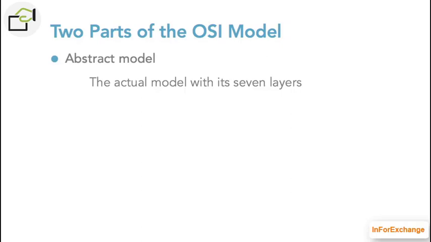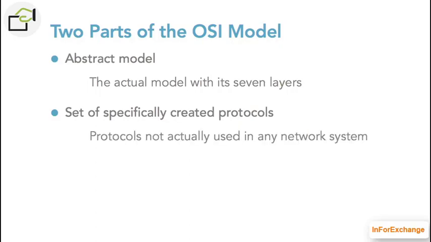The second part of the OSI model was actually a specifically created set of protocols that was designed to illustrate how the protocols would fit inside this abstract model that was created to help teach how networking and protocols work together. The protocols that were created are not actually used in any network systems and were not really intended to be used in network systems. They were strictly intended to be reference protocols that other people could use to create protocols in the future.